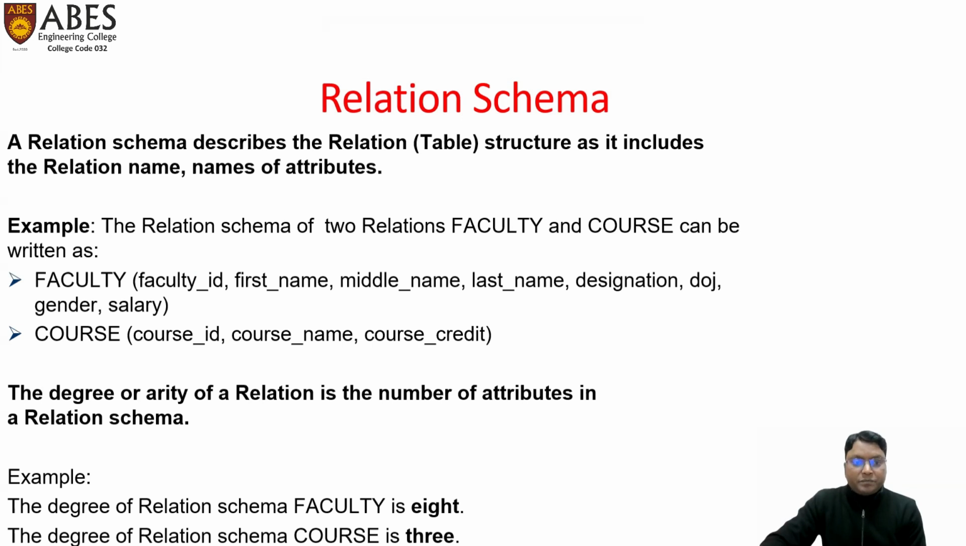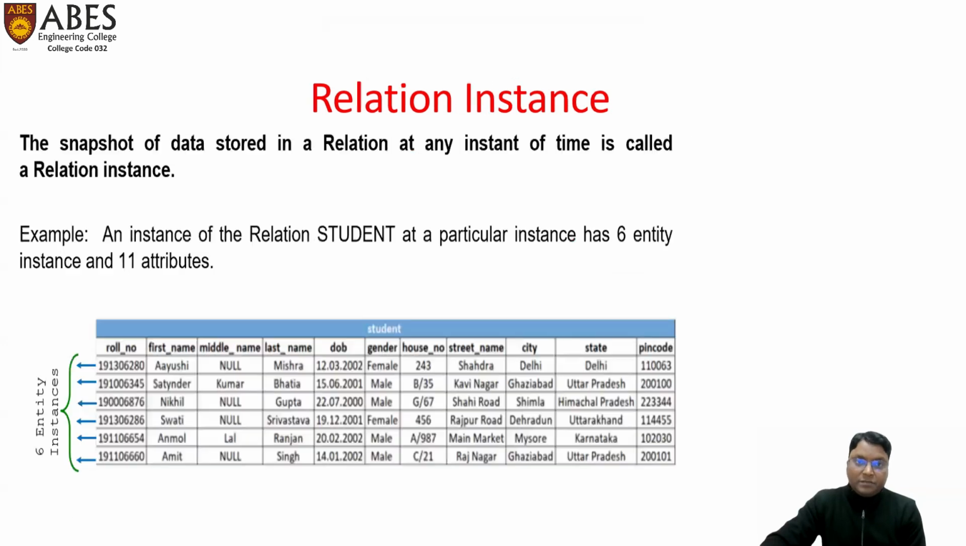The degree of a relation is the number of attributes in a relational schema. So the degree of schema faculty is 8 and the degree of relational schema course is 3, because course consists of 3 columns and faculty consists of 8 columns, that is 8 attributes. That's why the degree of the relational schema faculty is 8 and the degree of relational schema course is 3.